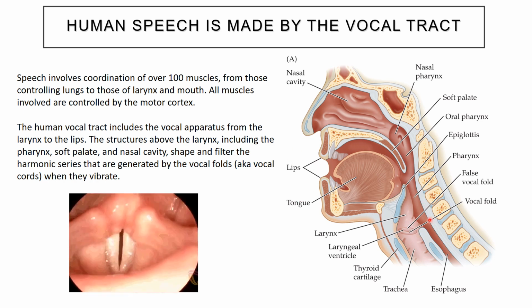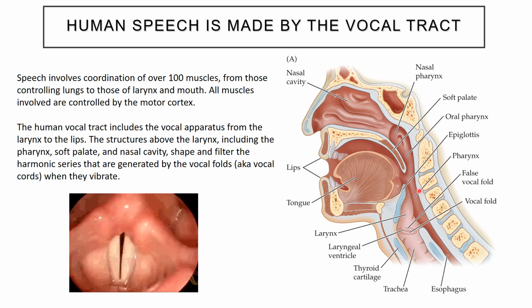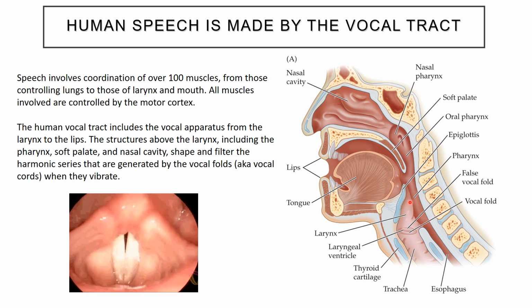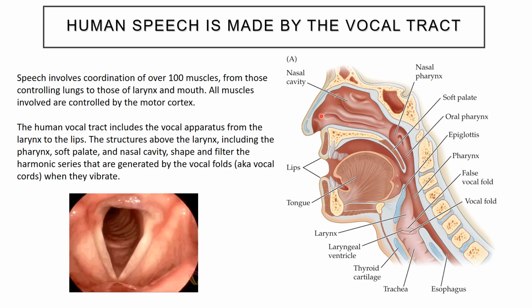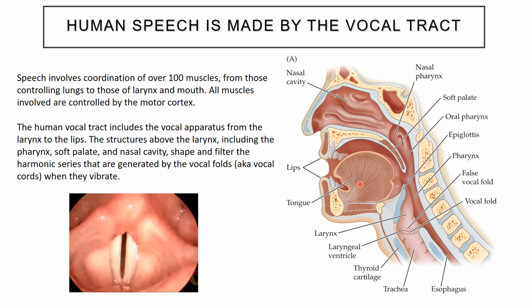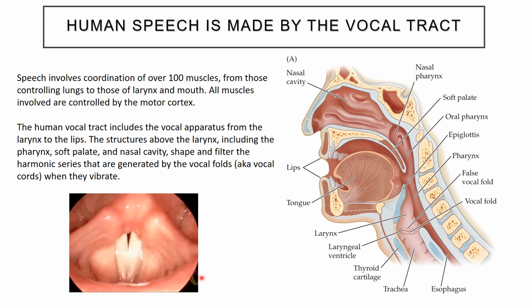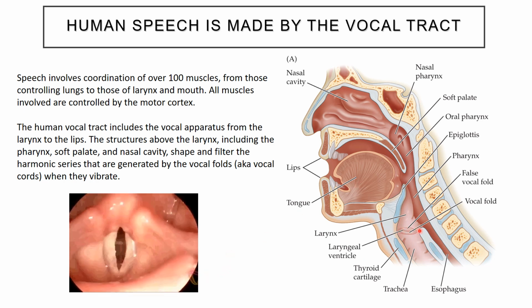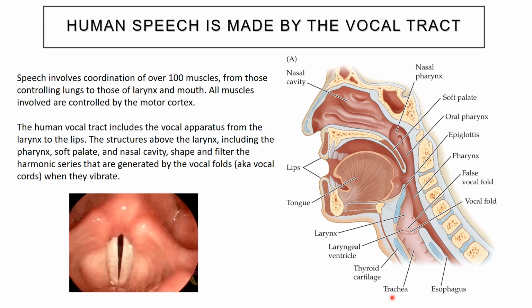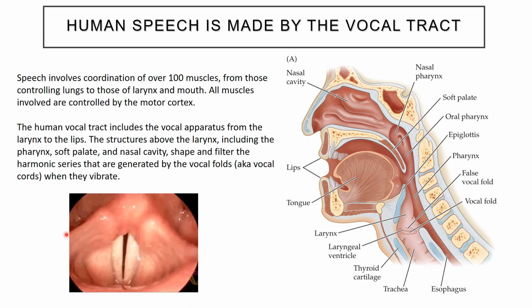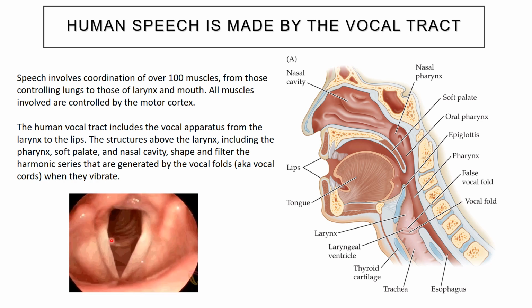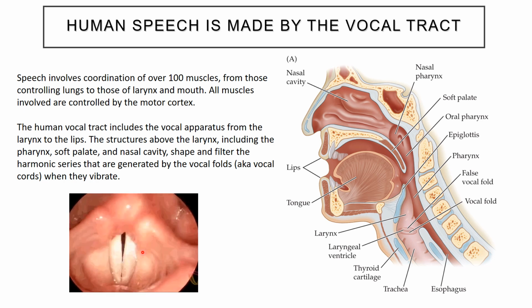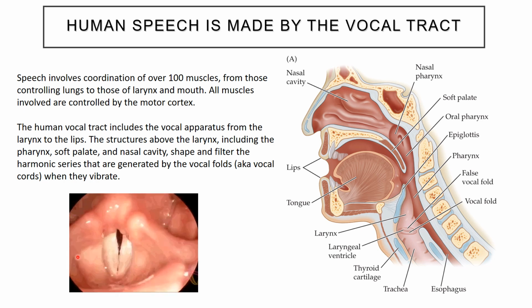The structures above the larynx, including the pharynx, which is right here, the soft palate up here, and the nasal cavity in here, they shape and filter the harmonic series that are generated by the vocal folds, which are right here. The vocal folds sit above the trachea, and air is pushed through the vocal folds in order to cause them to vibrate. And so why don't we talk through this process step by step on the next slide.